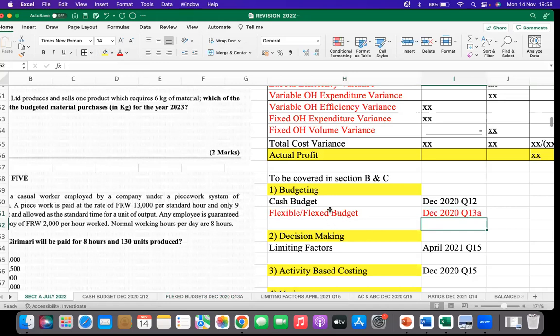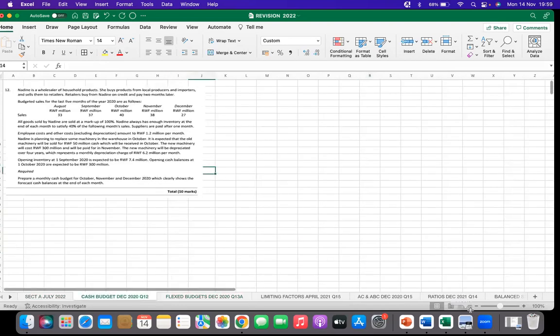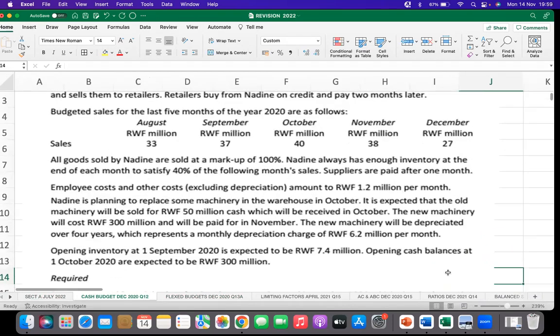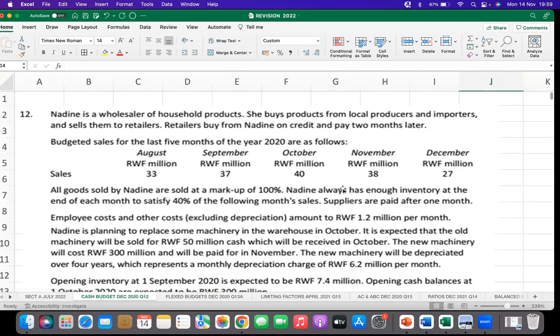So next, we are going to a cash budget. Cash budget, December 2020, question 12. We have covered flexed. Flexed is a budget that is adjusted to reflect actual activity. So let's go to a cash budget, December 2020. I'll first increase the size so that I read the question, then reduce the size afterwards. So the question reads, we are looking at cash budget.